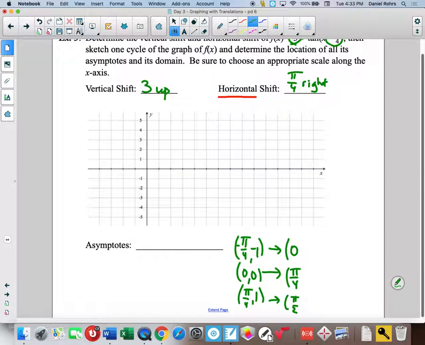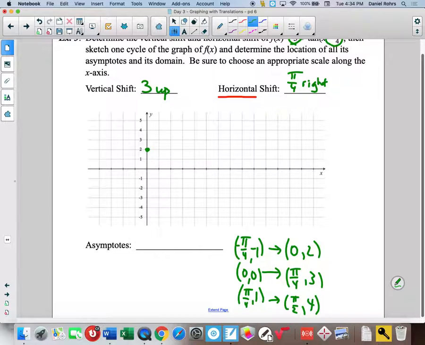And if I move them up 3, then I'm adding 3 onto the y coordinates. So if I add 3 onto negative 1, I get 2. If I add 3 onto 0, I get 3. And if I add 3 onto 1, I get 4. So I can start to plot those points. So 0, 2 would put me here.